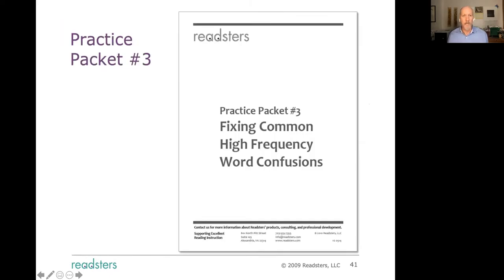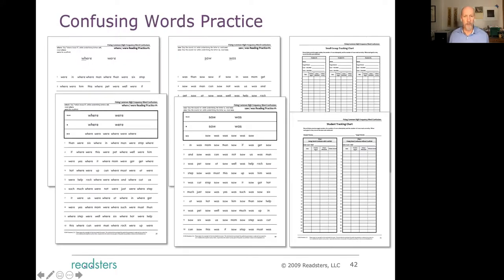Practice packet 3 is our Fixing Common High Frequency Word Confusions. So the saw, was, where, were. And there are pages, practice pages for those, and tracking charts that you need, everything you need to do that.